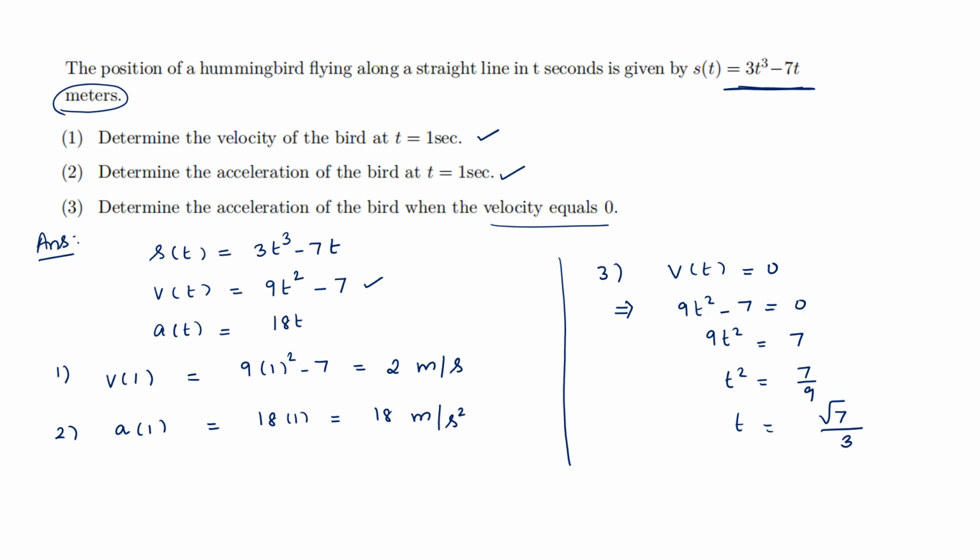So t value we found. But what is the question? Determine the acceleration of the bird. So a of t value at t equal to root 7 by 3. So a of root 7 by 3 we have to find acceleration. So in this a of t equal to 18t. So 18t replaced by root 7 by 3. So 18 times root 7 by 3, which is equal to 6 root 7. And it is meter per second square.